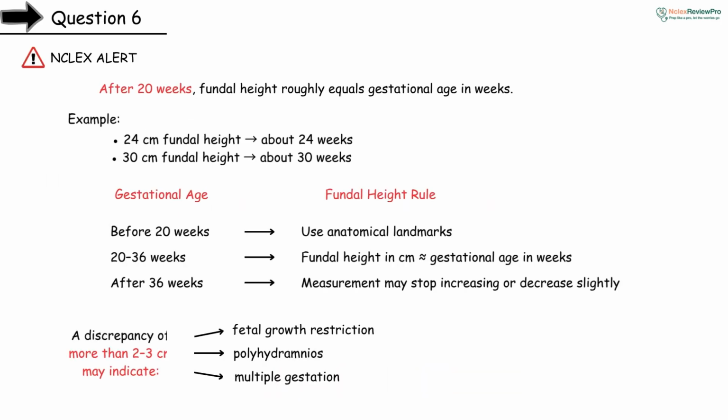Here's your NCLEX alert. After 20 weeks, fundal height in centimeters roughly equals gestational age in weeks. So if you see something like 24 centimeters, you should think about 24 weeks. If you see 30 centimeters, think about 30 weeks. But before 20 weeks, you rely more on anatomical landmarks like the symphysis pubis and the umbilicus.